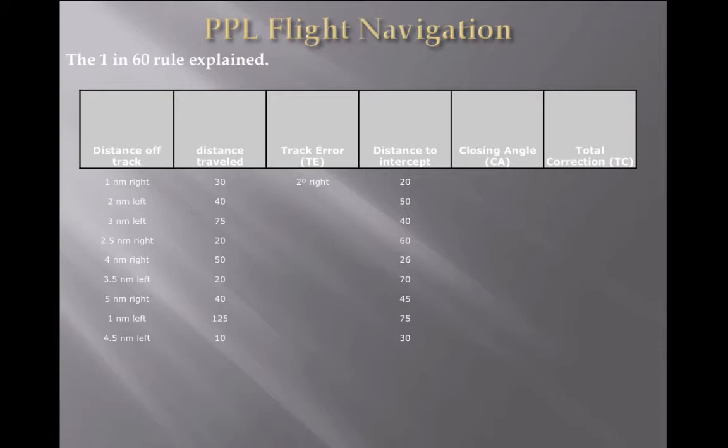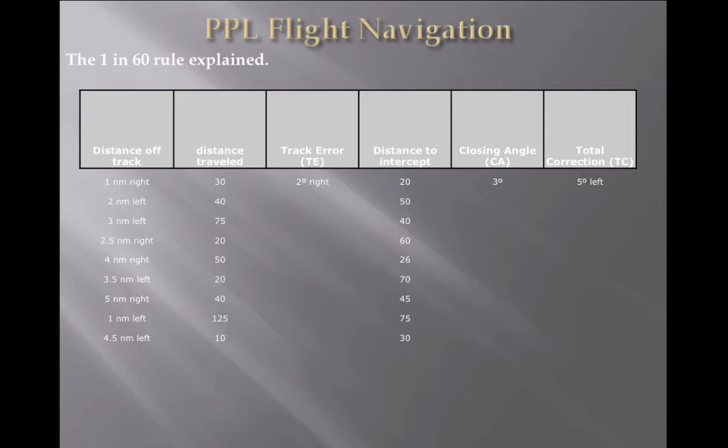And then the second part, in order to get our closing angle, is that we take the distance off on the top again and the miles to go, the distance to intercept, which is 20, and that gives us 3 degrees. So we've got pretty much everything now, but all we need is to understand what our total correction is. Now this is probably the highest caliber maths you're going to do. You add the track error to the closing angle: 2 plus 3 is 5. The track error is to the right, and the distance off track is to the right, so the answer is going to be to the left. It's going to be the opposite because we need to go the other way. That gives us 5 degrees left.